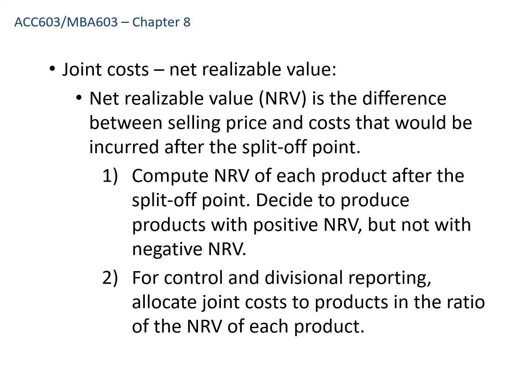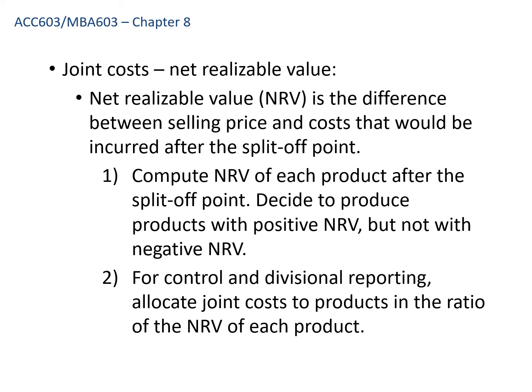So the best way to allocate joint costs, the book talks about a couple of different ways, but this is the best way, so I want to focus on that, and that's net realizable value. So the net realizable value is a selling price for a part of the product that you create minus the incremental costs, so the costs that are incurred after the split off point. That's the net realizable value.